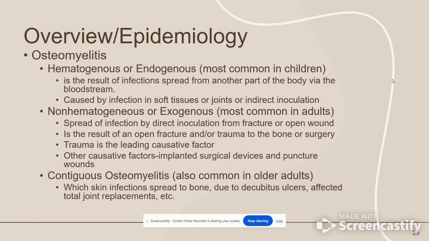Like I said, the infection usually occurs at other locations and mostly affects children. And the non-hematogenous or the exogenous, it's most common in adults. So this is spread from a contaminated site, most commonly seen with direct contamination of bacteria, typically in open fractures or joint replacement surgery.